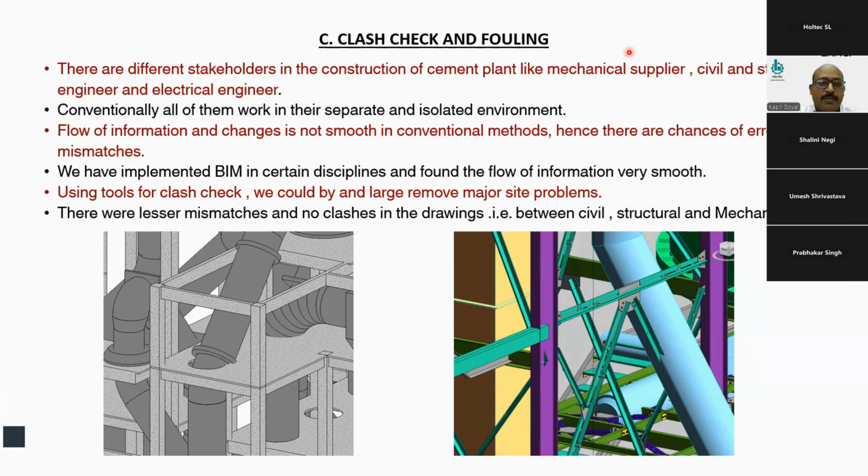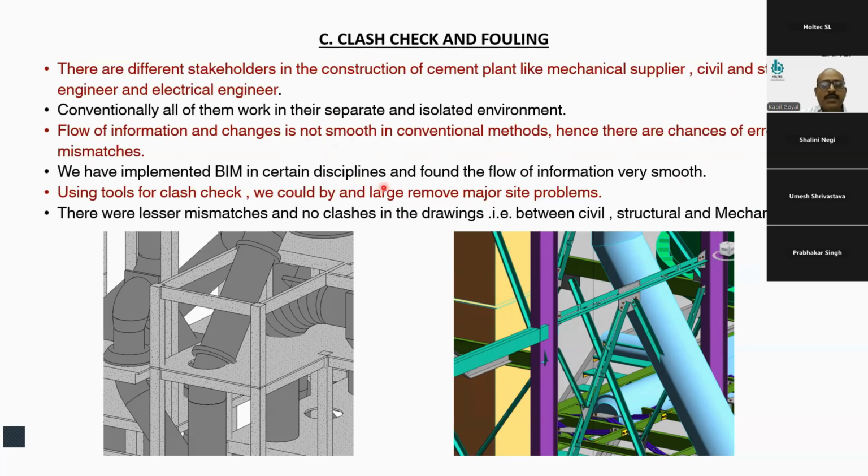The most important part of BIM is clash check and fouling. This is more used in industrial projects because a lot of complications are there. And see, there are different stakeholders in the engineering of the cement plant. There are mechanical suppliers, there are structural and civil designers, there are electrical engineers. Conventionally, all of them work in their separate and isolated environments. Flow of information and changes is not so smooth in the conventional method. Hence, there are chances of errors and mismatches.